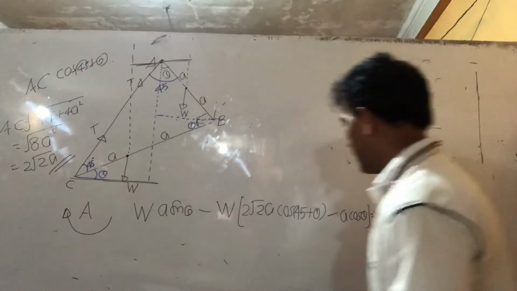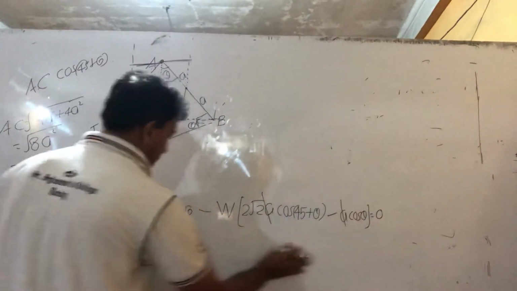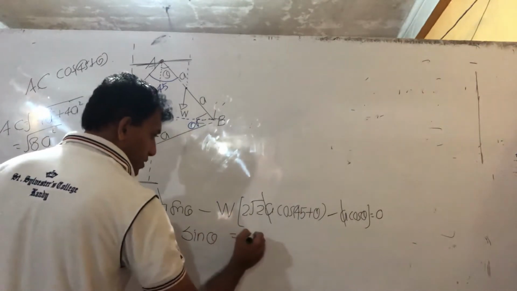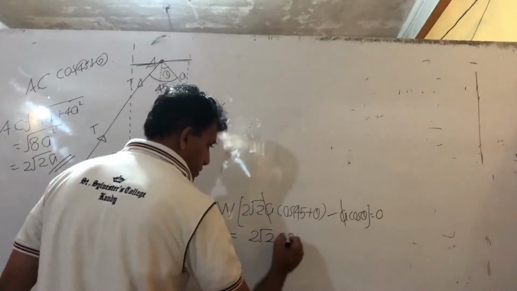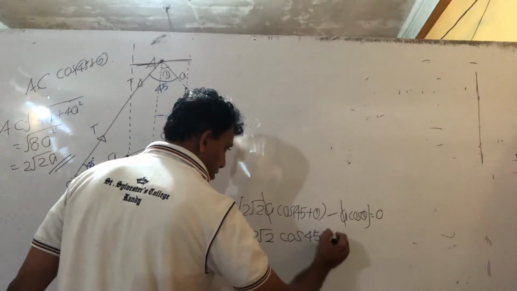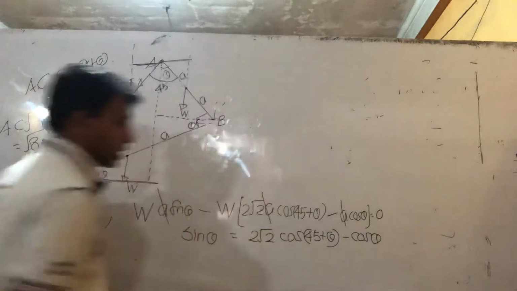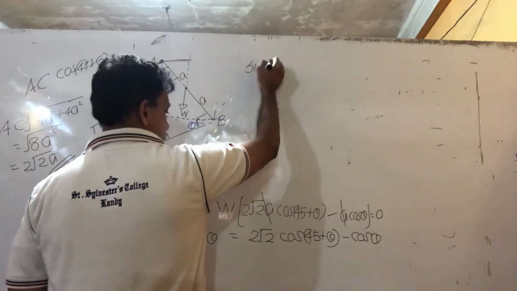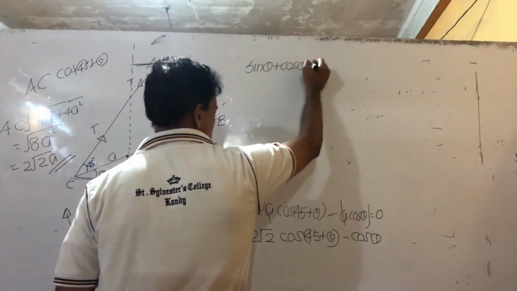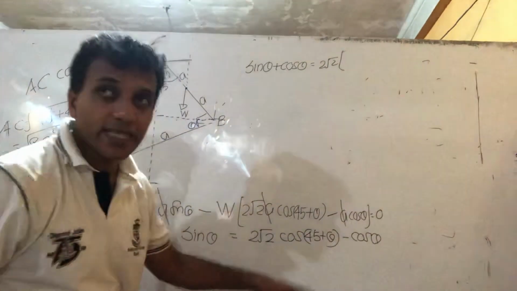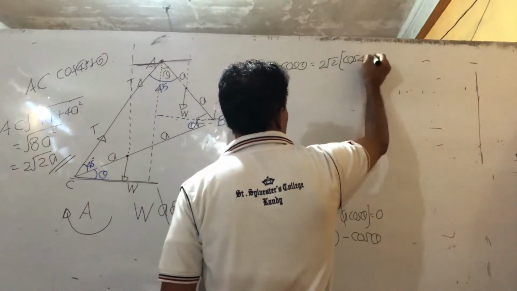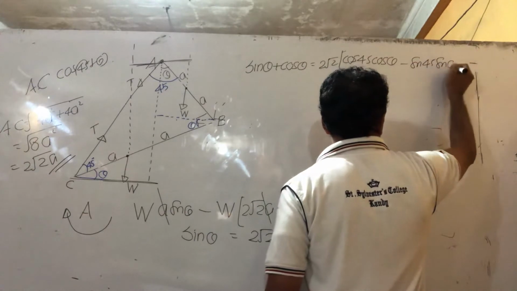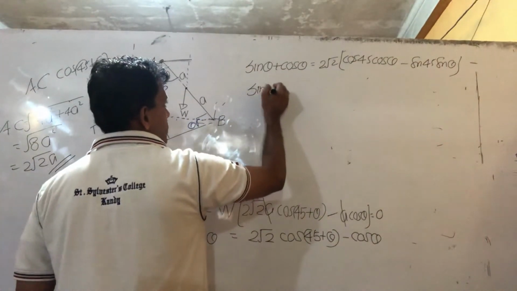So you can cut by A, cancel, cut by A. Here A cancels. Also you can cut by W, so here sin theta equals, carry that side, 2 root 2 cos of 45 plus theta minus cos theta. Okay, now think of an easy method using trigonometric parts. So, taking the cos theta to this side, sin theta plus cos theta equals 2 root 2 times cos of 45 plus theta, using cos A plus B equals cos A cos B, cos 45 cos theta minus sin 45 sin theta. Okay, so what is that? Sin theta plus cos theta.